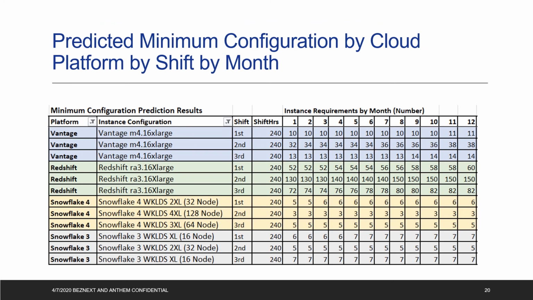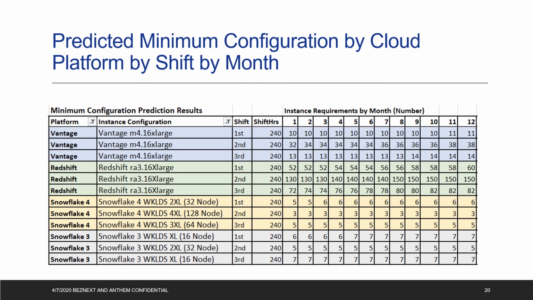This is a summary of modeling and performance optimization for all business workloads which we're going to move to Vantage, Redshift, and Snowflake. This is the instance type which will be required. This is 3 shifts, first shift, second, and third shift. And this is 12 months. So this number is showing us that 10 M4 16 extra large instances will be required after moving workloads to the cloud, and when additional instances will be required to support service level goals.